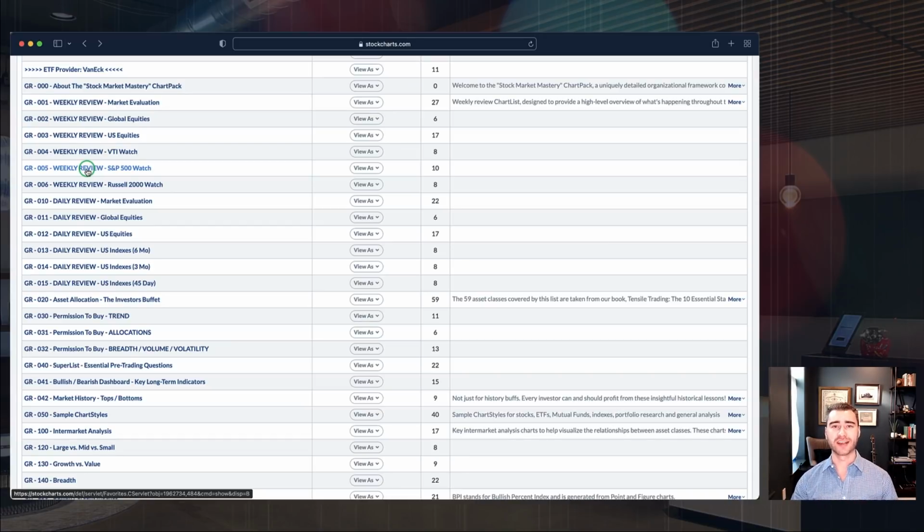We see this as a teaching tool. We started the chart pack about a decade ago, really as a teaching tool, as a way to show people what we use, how we've set up our accounts. Now it's evolved over time. So when we say that we're doing a big update, the original Tensile Trading chart pack came out about 10 years ago, believe it or not.